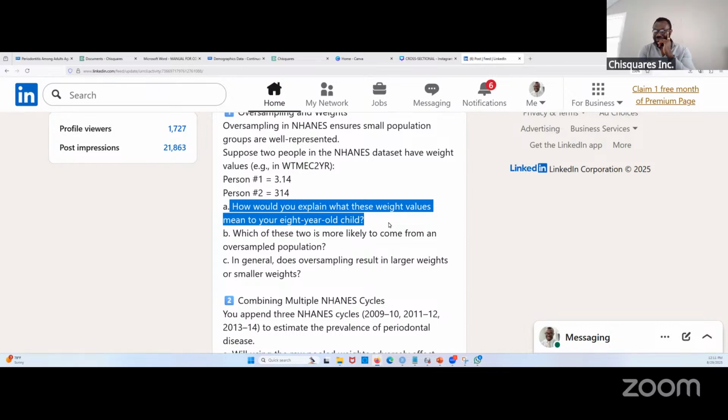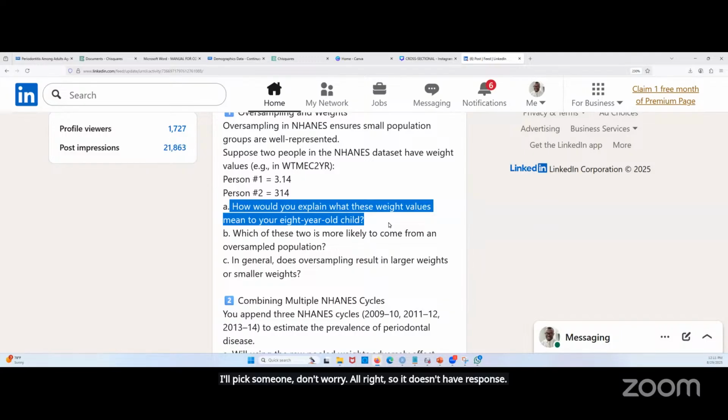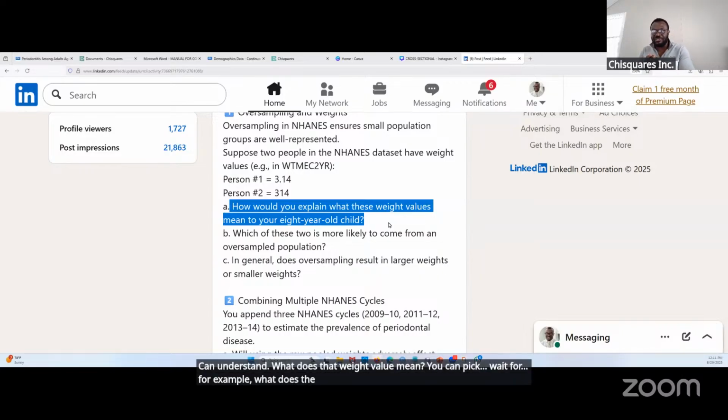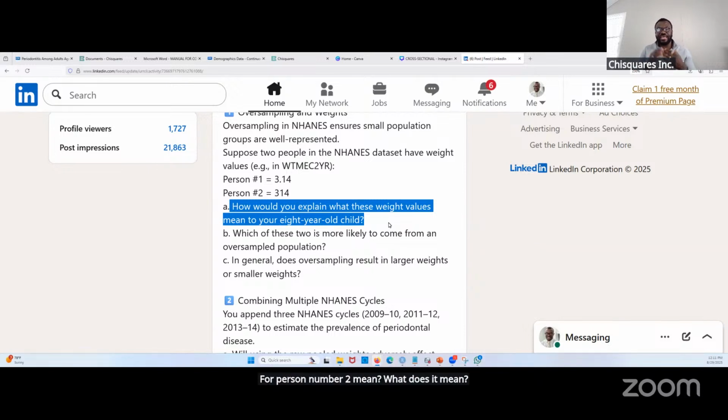All right, so there's a response. Explain what these weight values mean to your 8-year-old child. So what does it mean? Explain it in a way that your 8-year-old child can understand. What does that weight value mean? You can pick a weight, for example, what does the weight value of 314 for person number 2 mean? So again, explain it so that your 8-year-old child can understand.